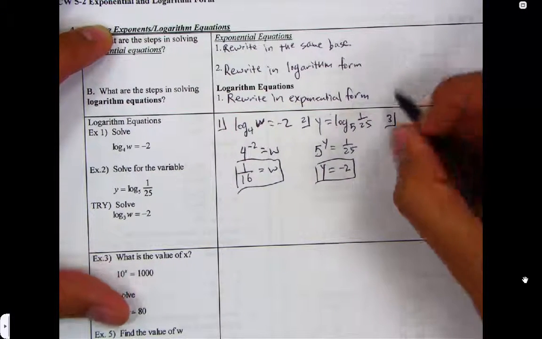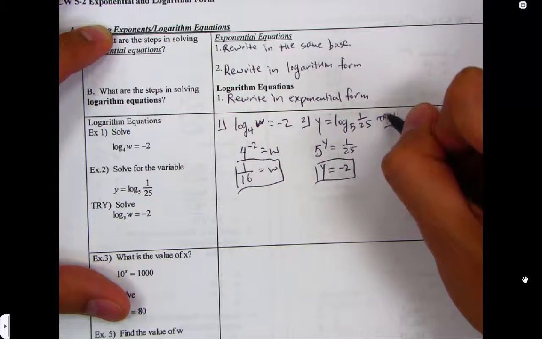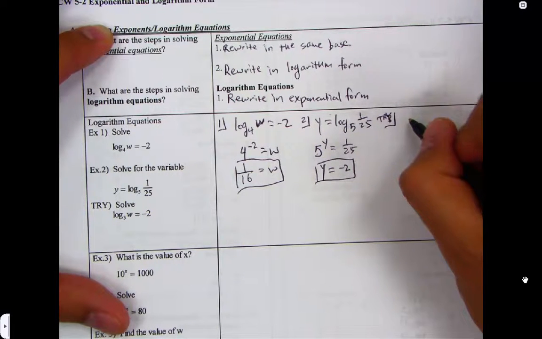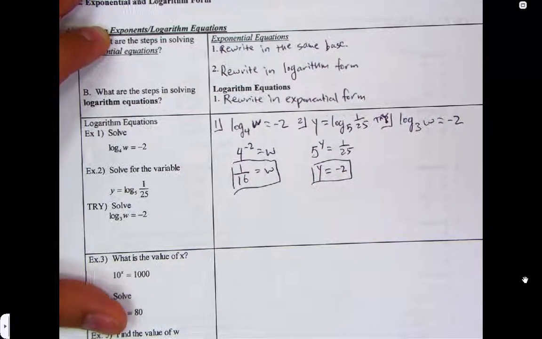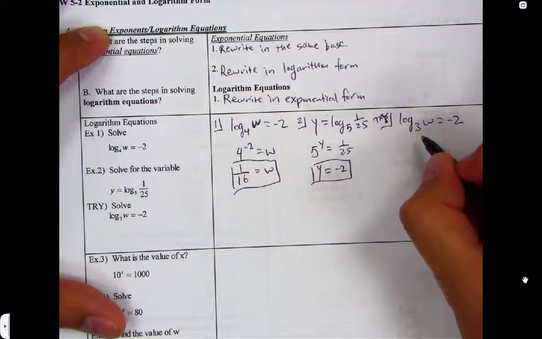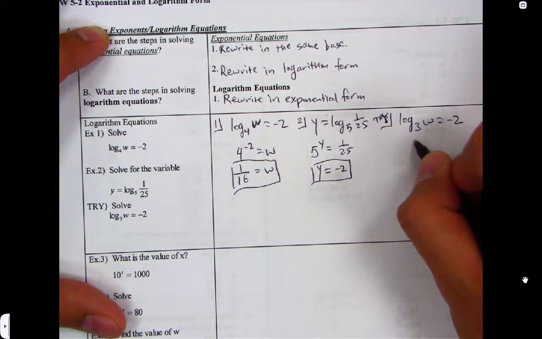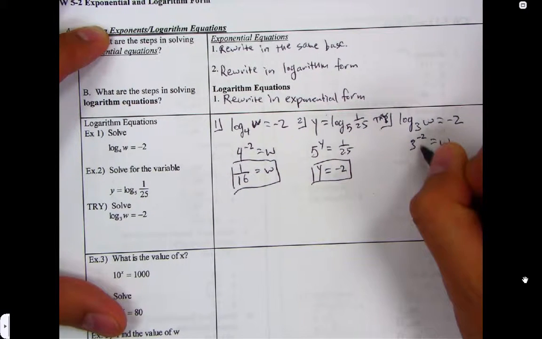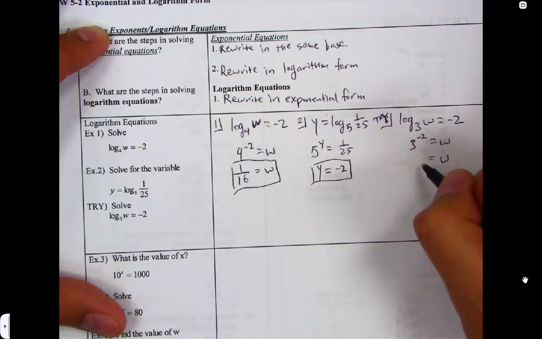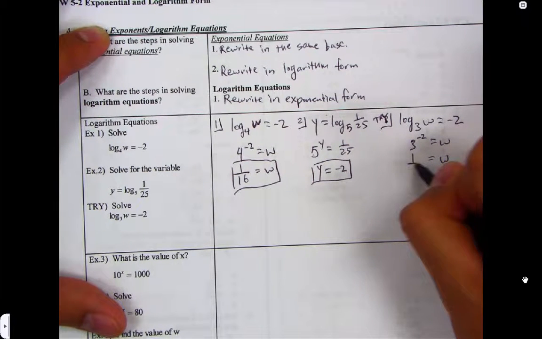Log base 3 of w is equal to negative 2. I'm going to solve for w. This is a log equation, so just rewrite this in exponential form. 3 to the negative 2 is equal to w. W equals, well, you bring this down to the bottom, it would be 1 over 3 squared. 1 over 3 squared is 1 over 9.